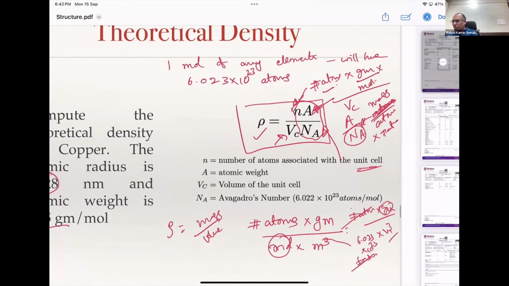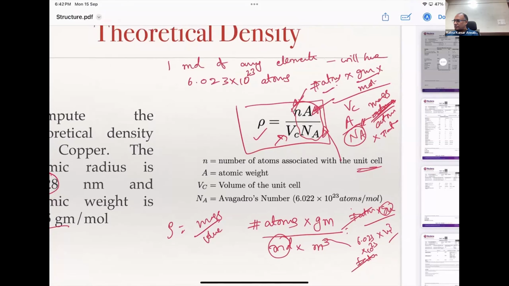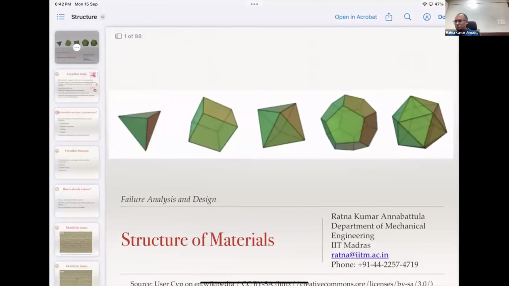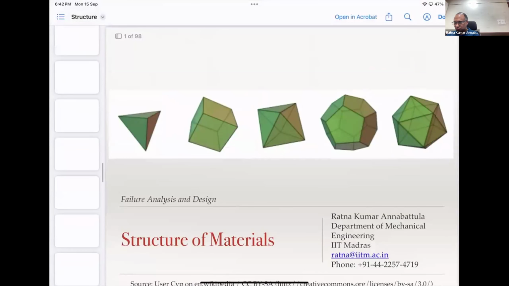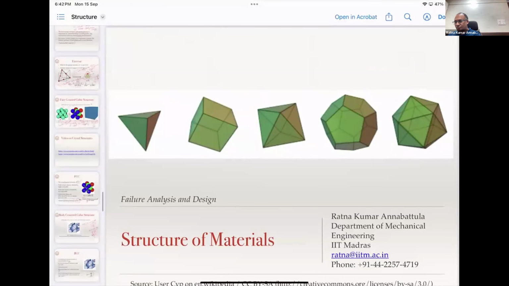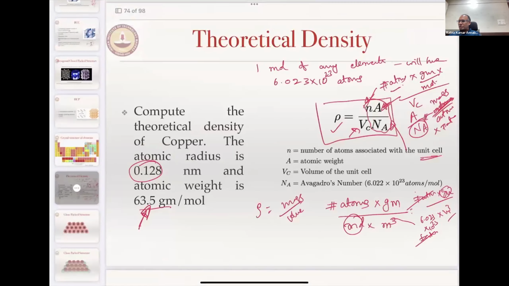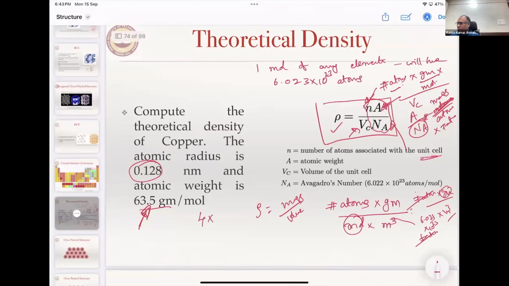Okay, so now let us calculate the theoretical density of copper. Can you please calculate? How many atoms are there per unit cell in a copper unit cell? Copper will be having what kind of crystal structure? FCC. So how many atoms are there per unit cell in FCC? Four.